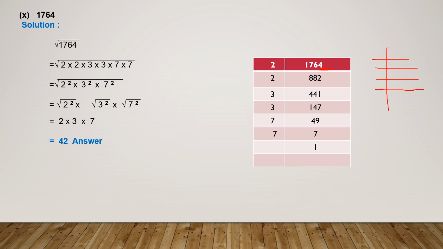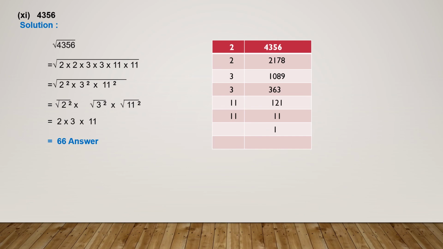The next step is to write all the factors in the form of pairs. Simply draw lines on the same factors. Now write in the form of squares. Then in the next step we will cancel out the radical sign with the squares, and we get 2 multiplied by 3 multiplied by 7. 2 threes are 6, 6 sevens are 42, and it is our answer.